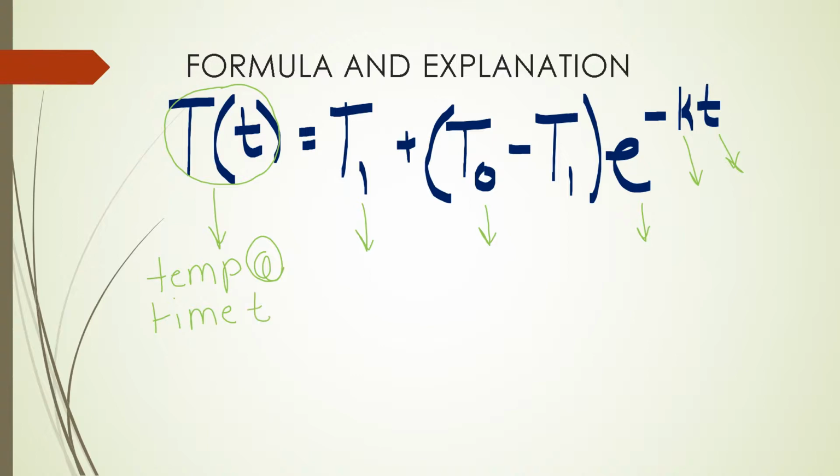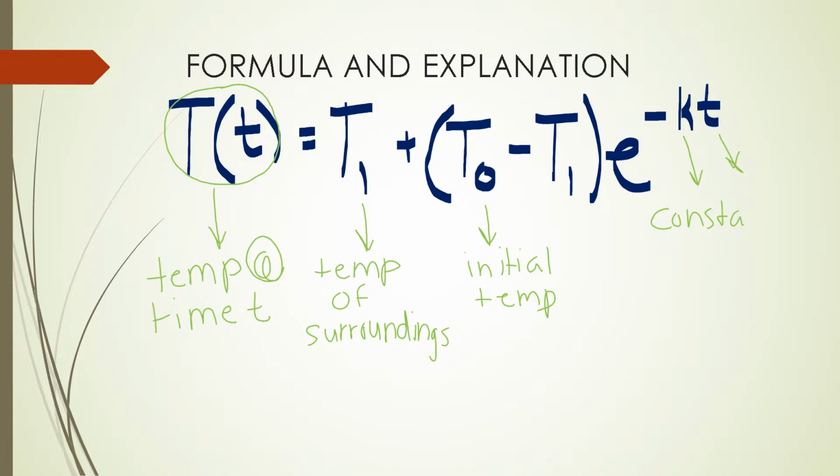T1 is going to be the temperature of the surrounding environment. T0 is going to be the initial temperature of the object. And negative K, or K, is going to be our constant. This will be different for each object. And t, obviously, is going to represent whatever time.